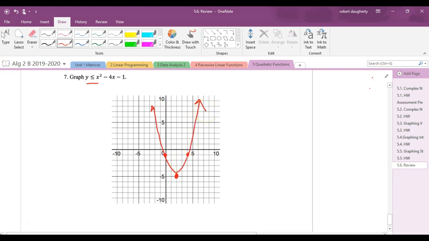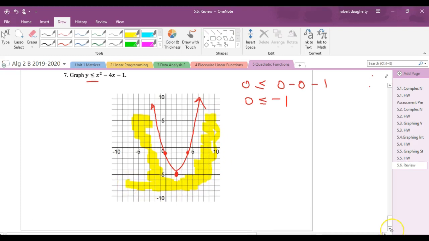And then I just need to test, is 0 less than or equal to 0 minus 0 minus 1? Is 0 less than or equal to -1? That is not the case. So the origin is not part of the solution. The solution is everything that does not have the origin in it. So it's everything outside this parabola. And that is it.